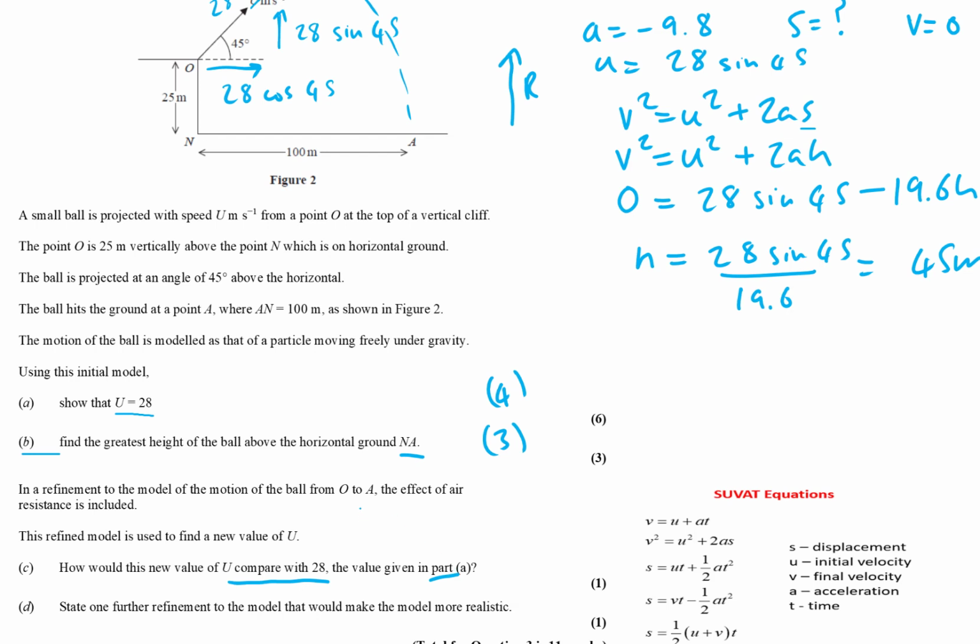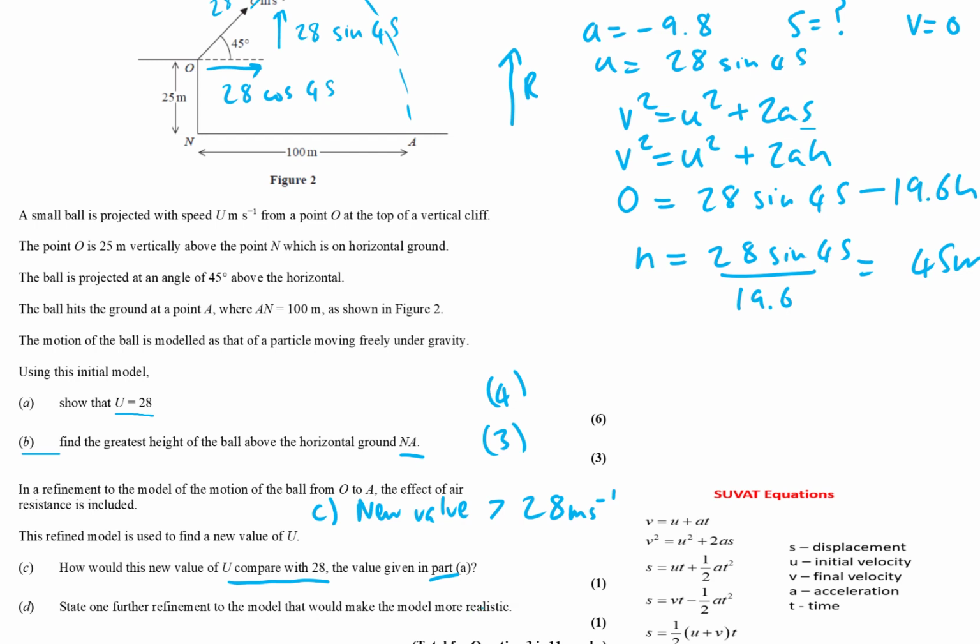Well, the new value will be greater than 28 meters per second. Because if you count air resistance for this model, for the same thing to happen in the model, then for N and A to make 100, u has to be greater because it's affected by air resistance. Hopefully that makes sense.